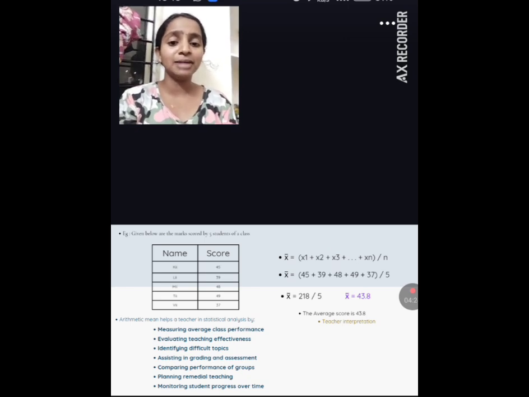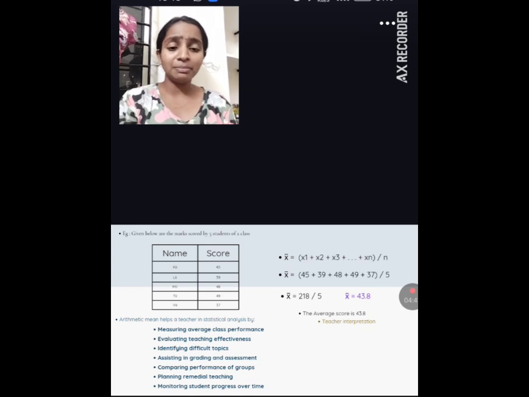Here are the 5 marks of the students, and here we are finding the mean. We have the equation x bar is equal to x1 plus x2 plus x3 till xn divided by n. Here our n is 5. So it will be 45 plus 39 plus 38 plus 49 plus 37 divided by 5, which is equal to 43.8. The average score is 43.8, and next is the important part: how these help the teachers to evaluate the students. First, it helps the teacher to measure the average class performance.